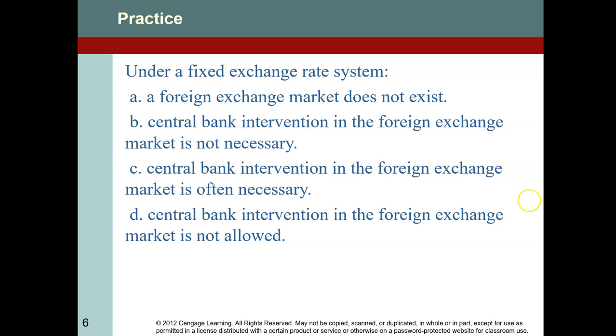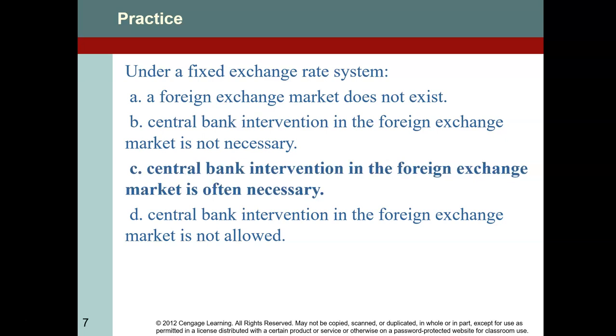Practice question. Under fixed exchange rate system, A. A foreign exchange market does not exist. B. Central bank intervention in the foreign exchange market is not necessary. C. Central bank intervention in the foreign exchange market is often necessary. D. Central bank intervention in the foreign exchange market is not allowed. The right answer is C. Central bank intervention in the foreign exchange market is often necessary for the fixed exchange rate system.